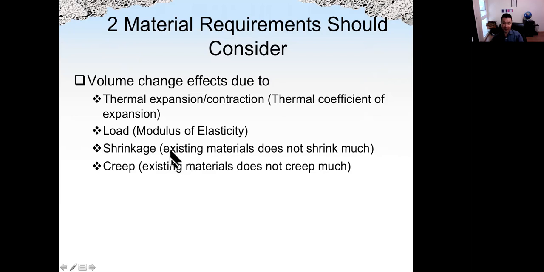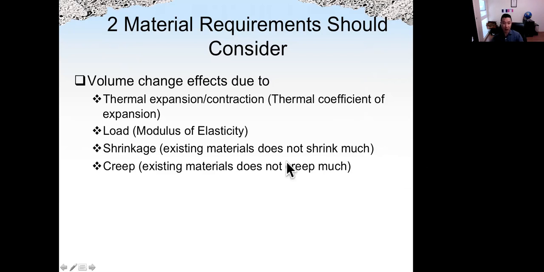Again, because existing material does not shrink as much as new materials, that's a potential problem. And also creep. Existing material does not creep as much as new materials. Most of the creep and the shrinkage occurs in the first several months. And the volume change due to this effect is one of the most important things we need to consider.